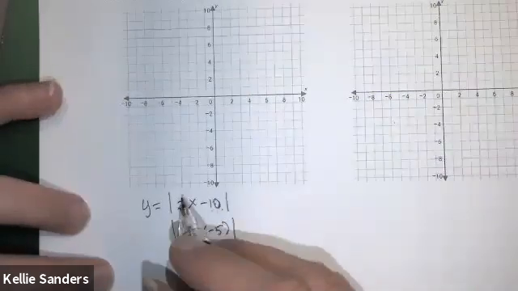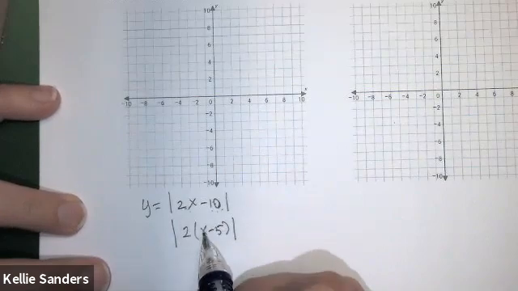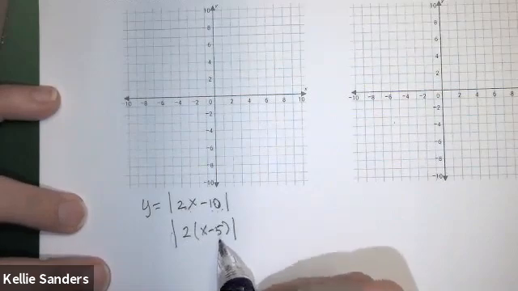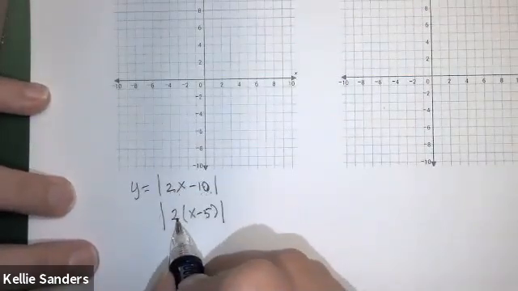I could take a 2 out. I could factor a 2 out. 2 goes into 2 one time. 2 goes into 10 5 times. Just taking a 2 out. We're dividing both parts by 2, but keeping the 2 inside first.